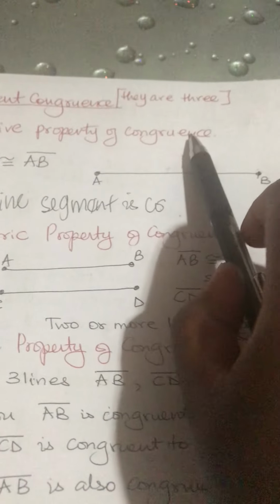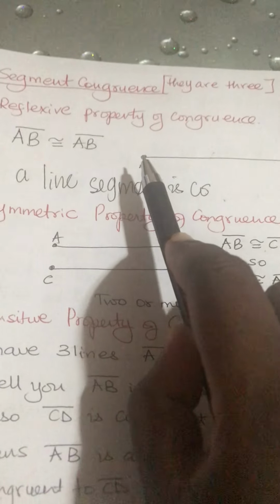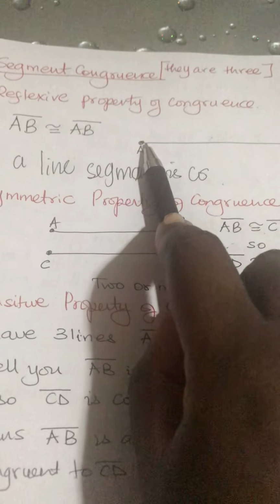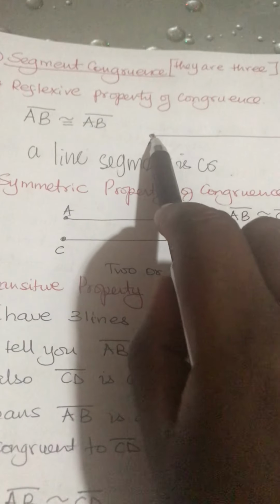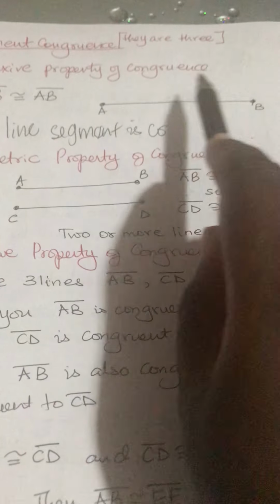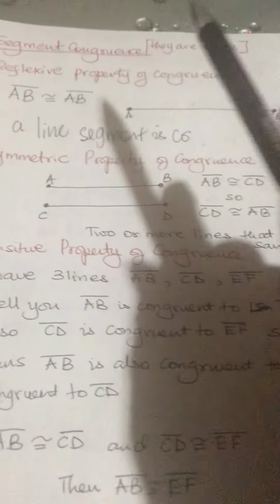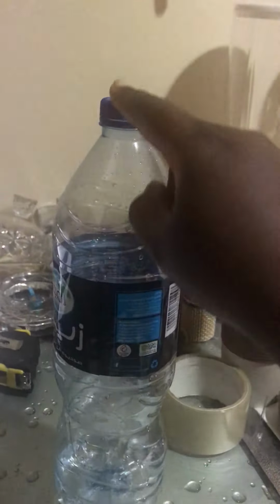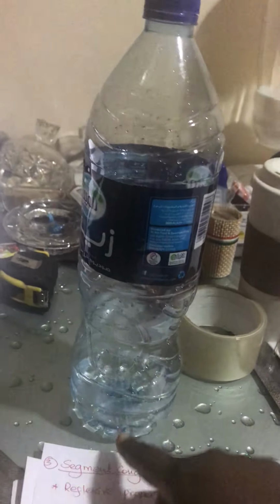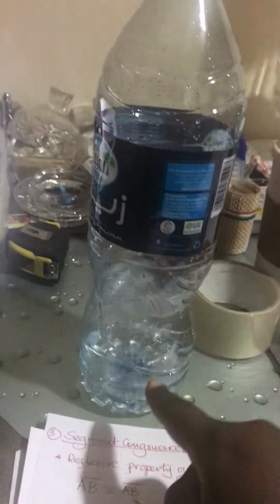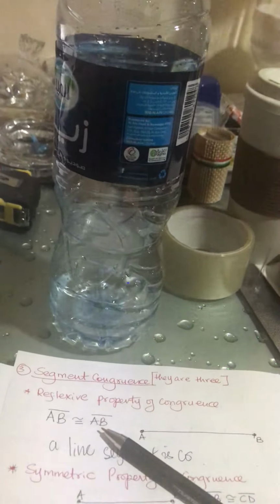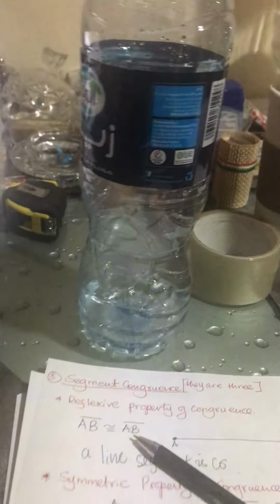Now, what does reflexive property of congruence mean? That the line is the same size whether you start from the beginning or you start from the end. So if I go from A to B, it should be the same from B to A. It's the same when I measure this bottle from the head to the bottom. This distance is the same whether I go top down or bottom up. Okay? So that is what reflexive property of congruence means.